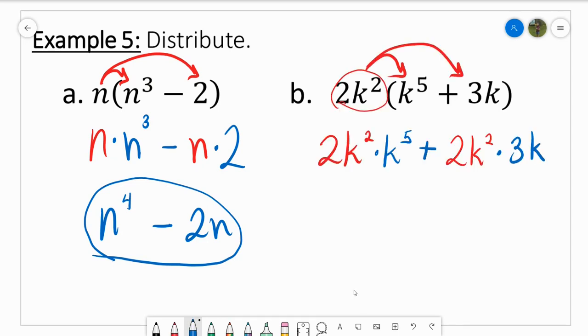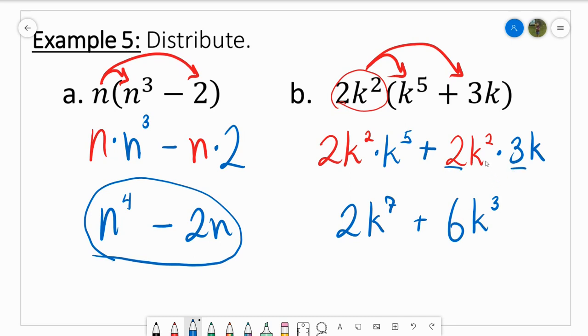All right, so I just want to show you what it looks like after I distributed my 2k. So here's the original, k to the power 5 plus 3k. But now I've got that 2k squared out front of both my terms. So now I'm going to keep going. Okay, so now I have finished simplifying. On this one, k squared times k to the 5th ended up being k to the power of 7. On this one, I did my coefficients first. 2 times 3 gave me 6.